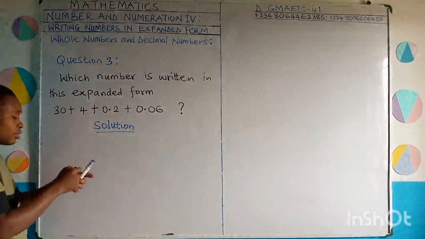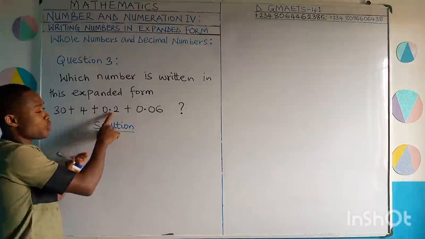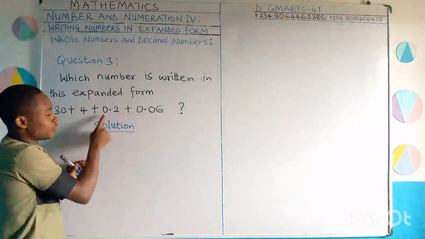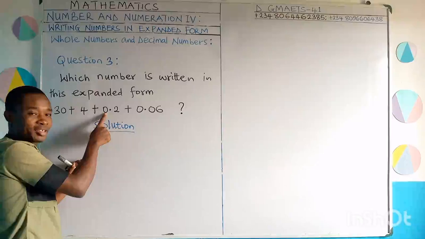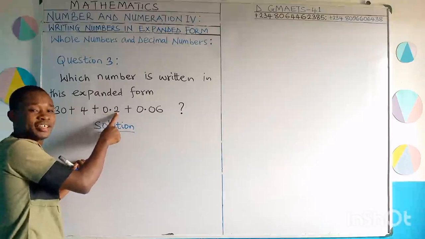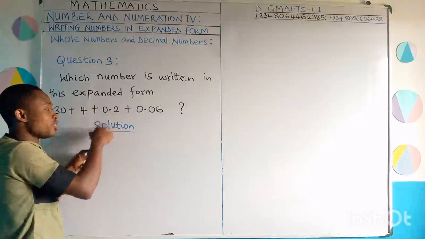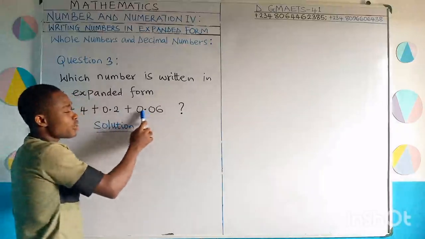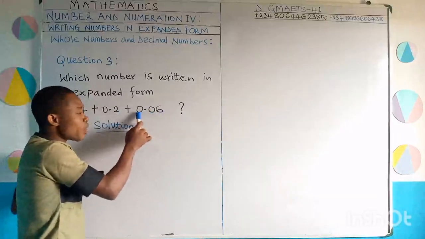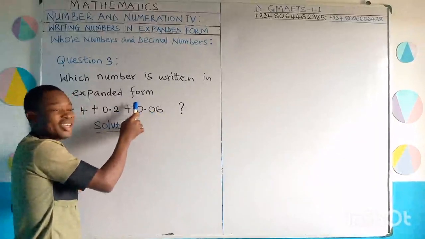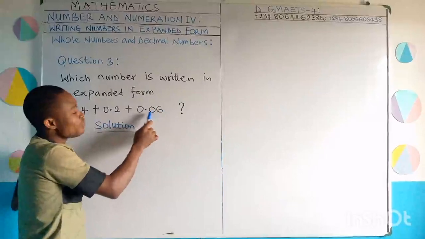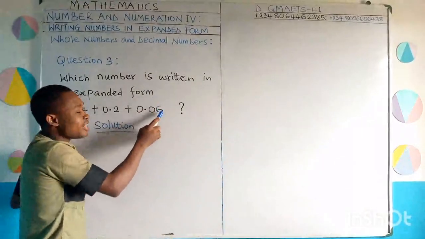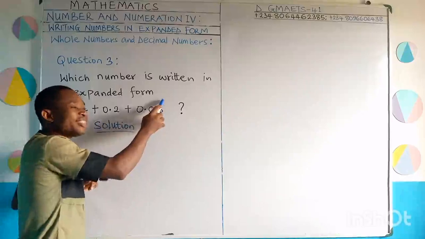Now, if you look at the decimal digit part, it contains 0.2 and 0.06. If you check their place value, in 0.2, this 0 is the whole number, units. So the decimal digit there is this 2, and its place value is tenths, because after the point you meet it. Now 0.06: the whole number part is this first 0 under units. The decimal digit is 0.06. If you check the place value, this 0 is under tenths, and this 6 is under hundredths.